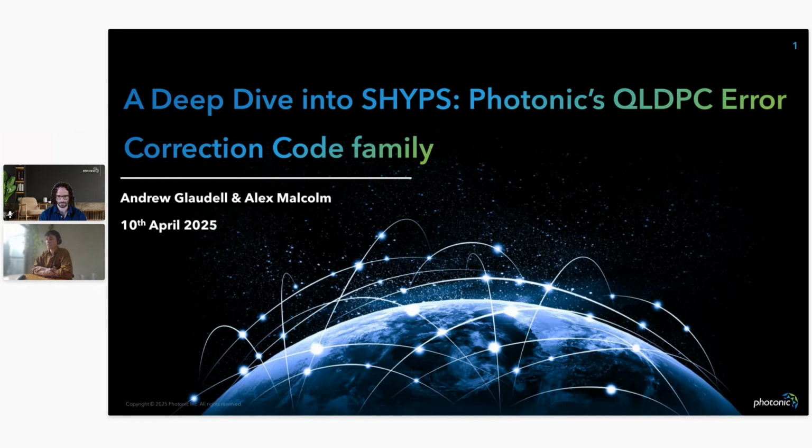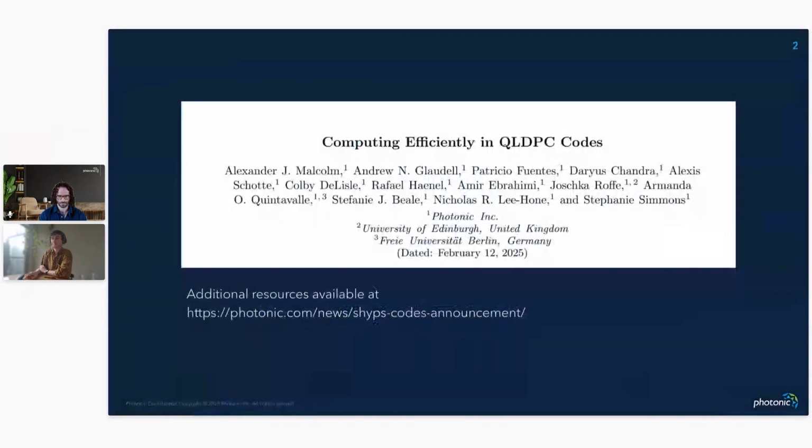But we'll also spend some time on motivation at the beginning, in particular thinking about the design decisions that led us to these codes. So we're going to be working from our recent arXiv paper, Computing Efficiently in QLDPC Codes, but I'd like to note that there are a great deal of resources available online at photonic.com, much more accessible resources. So we have a press release, a nice white paper with lots of pictures, and we also have some reactions from leading quantum analysts about these codes.